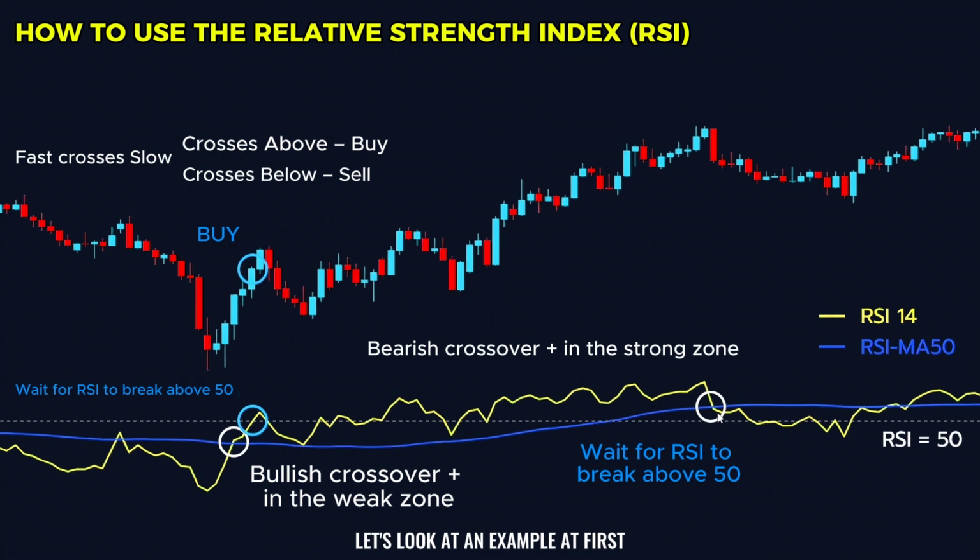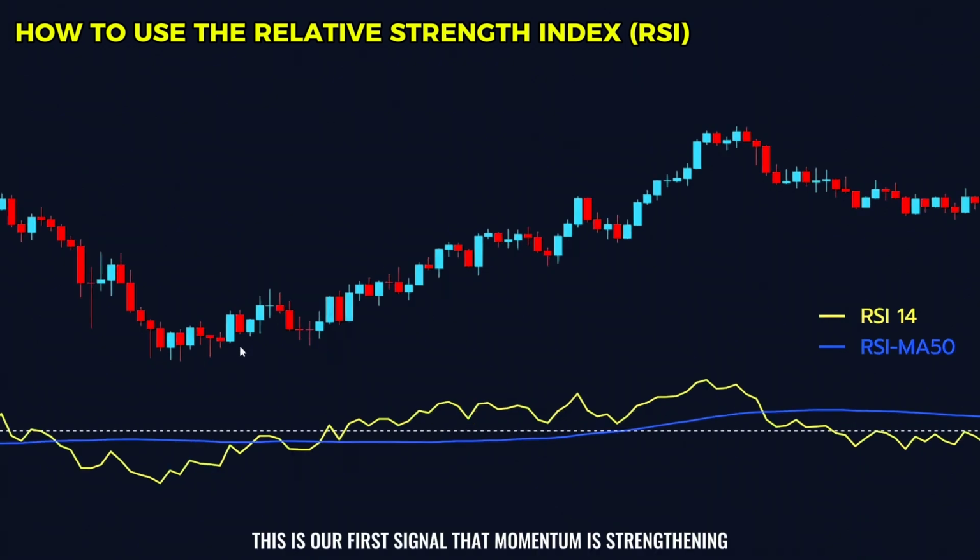Let's look at an example. At first, the RSI stays below the moving average. This tells us that momentum is still weak. After a while, the RSI crosses above the moving average. This is our first signal that momentum is strengthening.